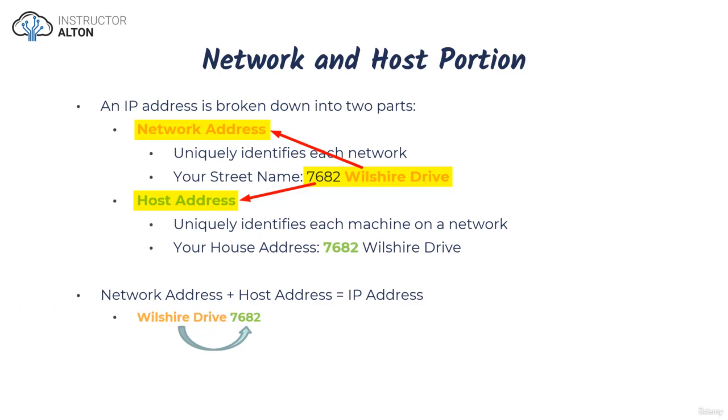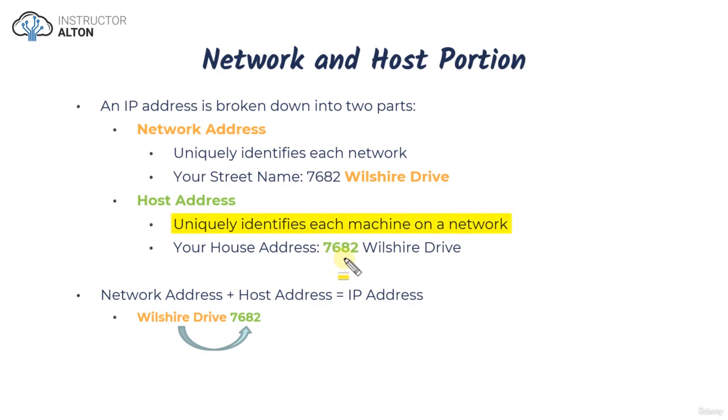The network portion here, shown in orange, the Wilshire Drive, identifies the network that we're on, or for example, the street that we're on. But for each individual house, if we think of each individual house on that street as a computer with an IP address, it's the number that uniquely identifies that house or that computer on that network.